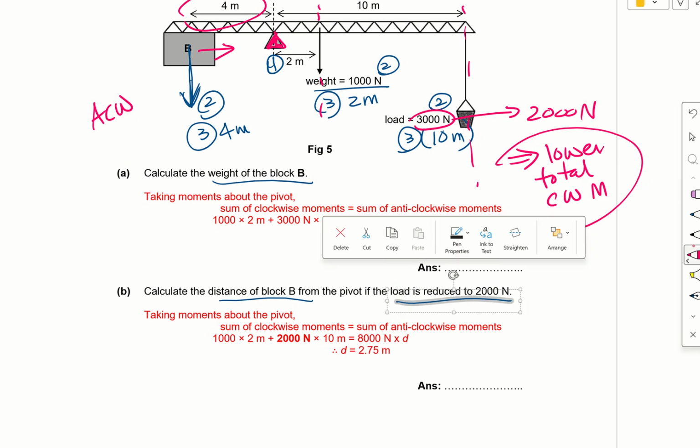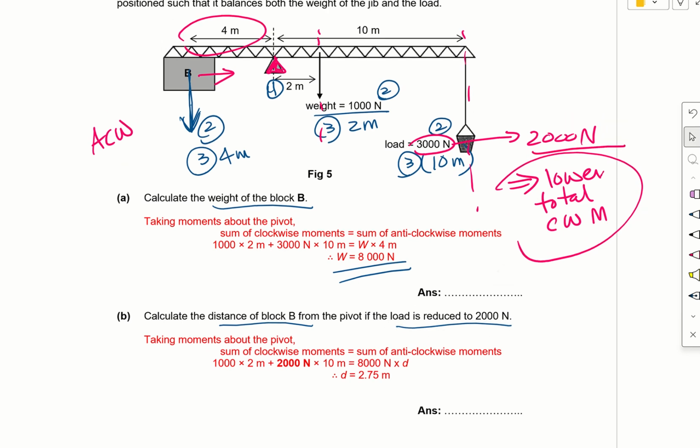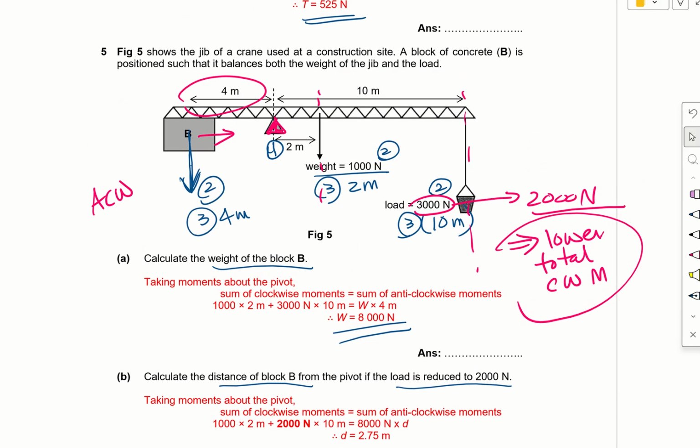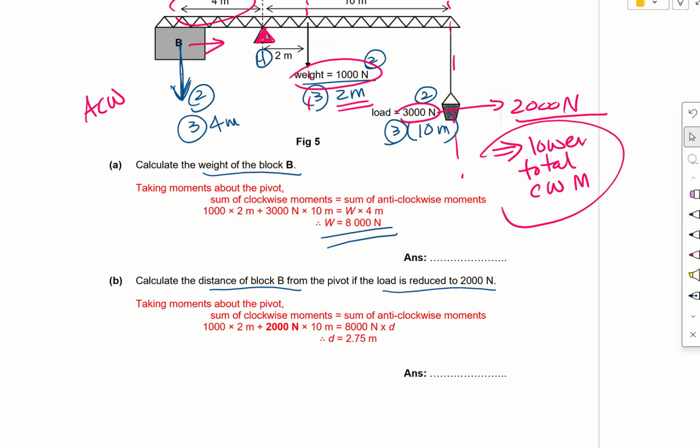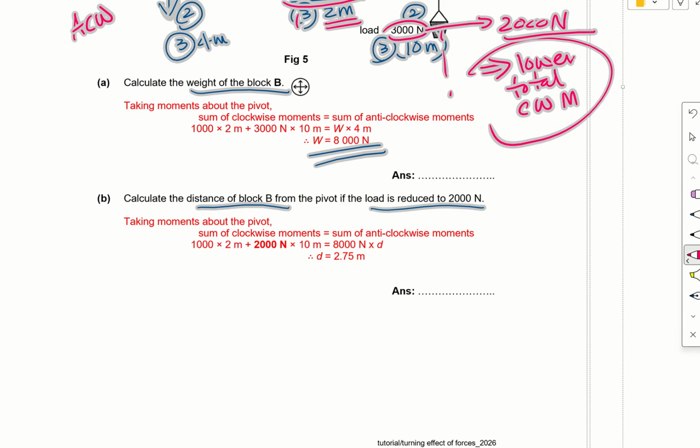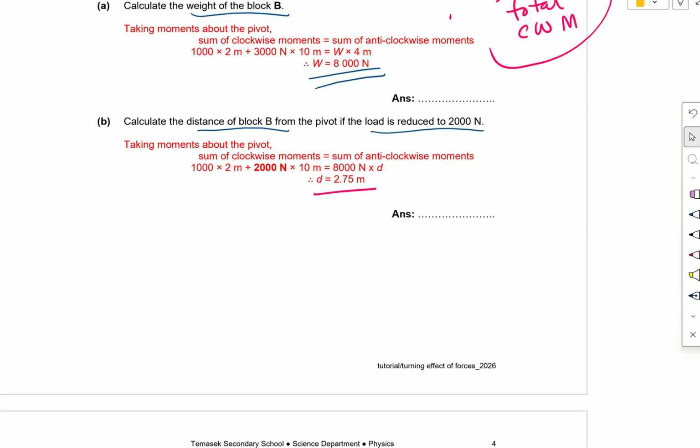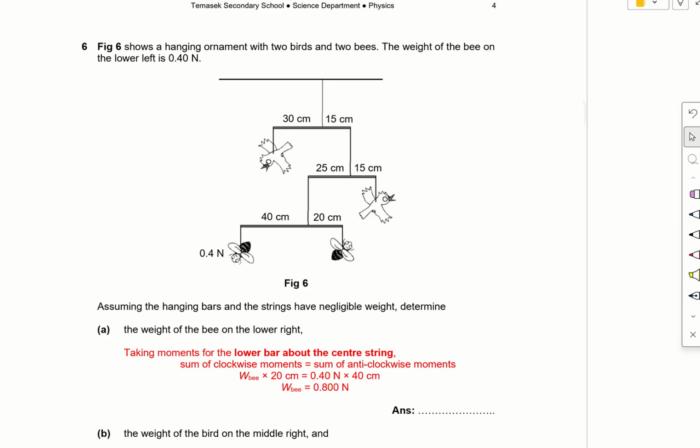Something has changed, the force has changed, the weight has changed, but the weight of the jib of the crane remains at 1000 Newton and is still at 2 meters away. That one can't be changed. Then you can do it, and you'll find that the distance is actually 2.75. Right? Please try it out using the 6 steps.